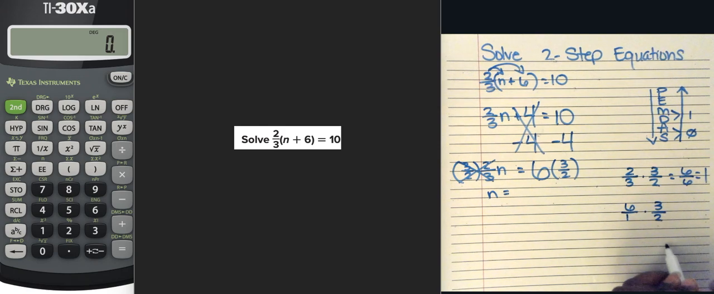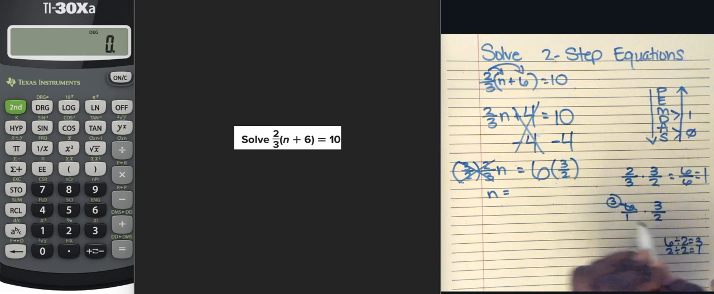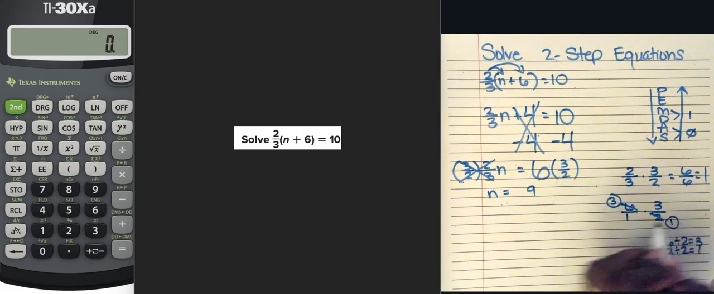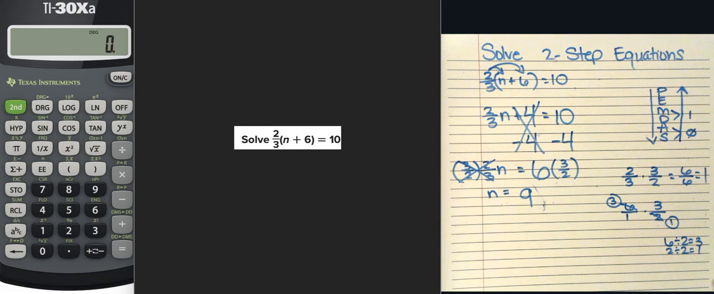I know that both of them can be divided by 2. So 6 divided by 2 will give me 3. And 2 divided by 2 will give me 1. Okay, so my 6 now becomes a 3. My 2 now becomes a 1. So now it looks like I have 3 times 3, which is 9, and 1 times 1, which is 1. Or I could just simply say this. n is going to be equal to 9. Okay.